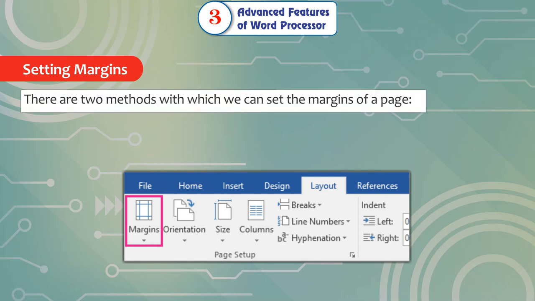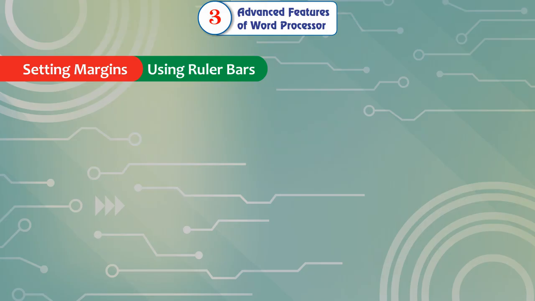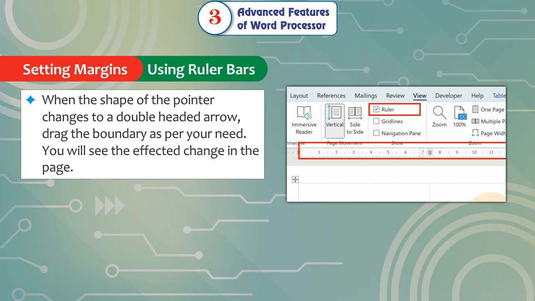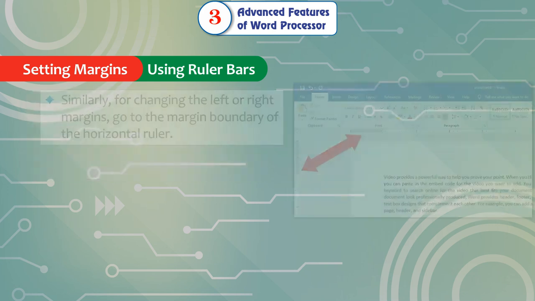There are two methods with which we can set the margins of a page. Using ruler bars. While working in MS Word, you have observed some rulers on all the four sides of a page. To set the margins for top and bottom side, go to the margin boundary of the vertical ruler. When the shape of the pointer changes to a double-headed arrow, drag the boundary as per your need. You will see the affected change in the page.